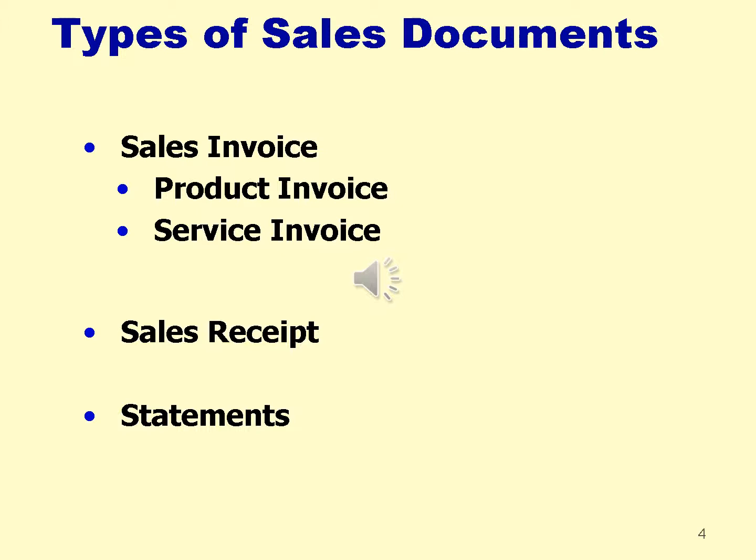The two basic types of sales invoices are product invoices and service invoices. So if you have a merchandising company that sells products, you would choose the product invoice. If you provide a service or charge professional fees for your services, you would use the service type of invoice. Other sales documents are sales receipts and statements sent to the customers on a monthly basis.